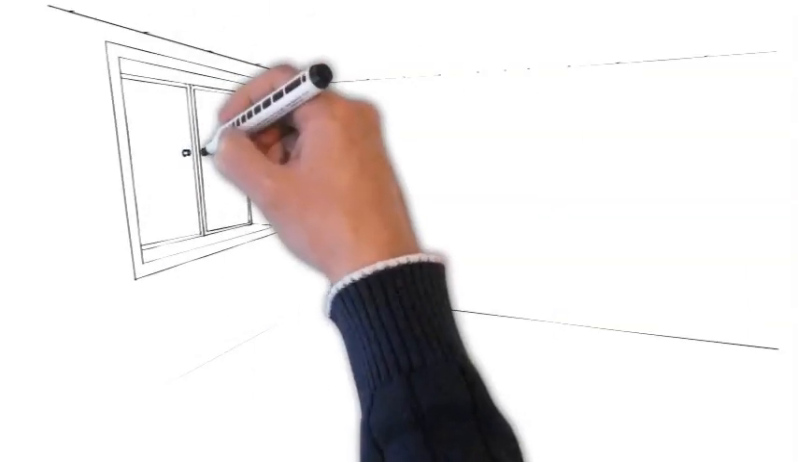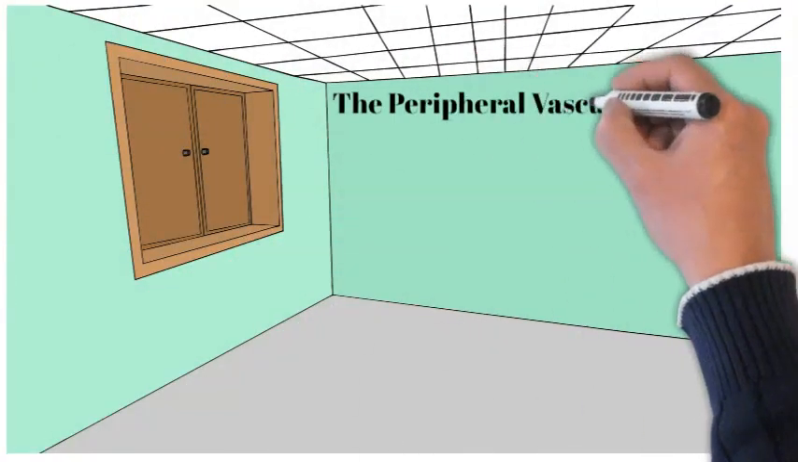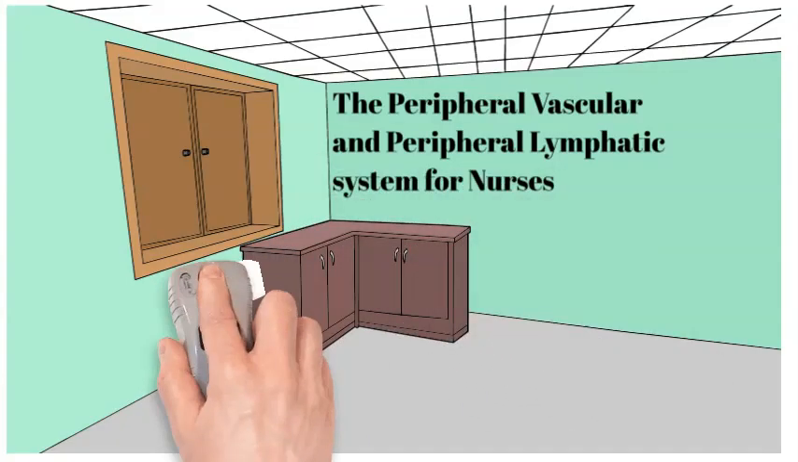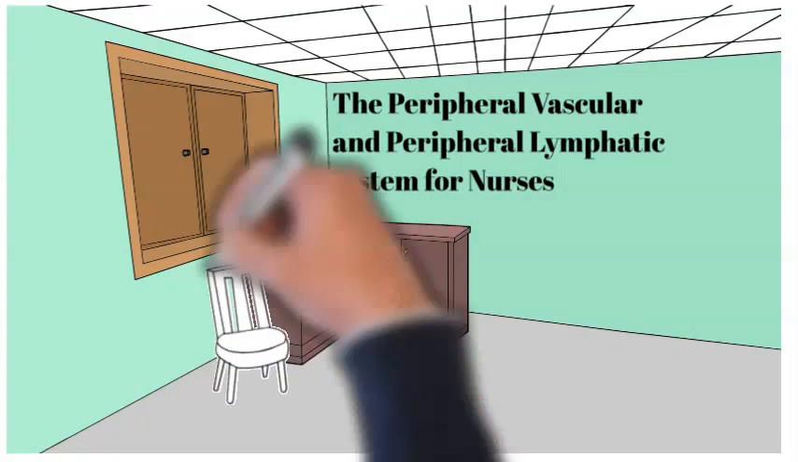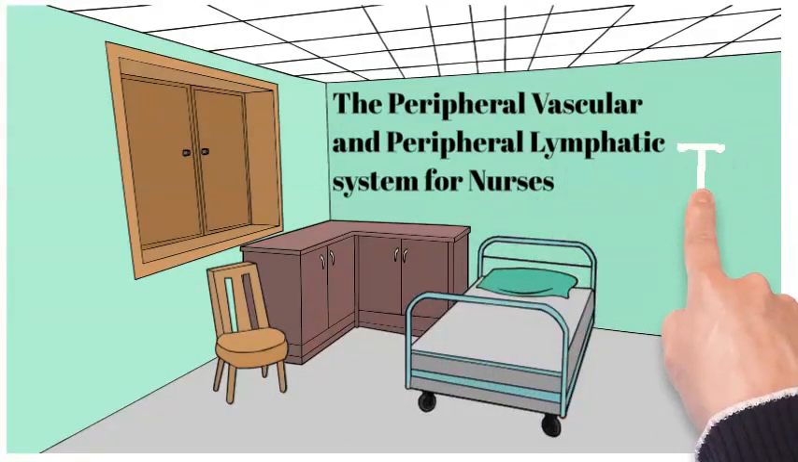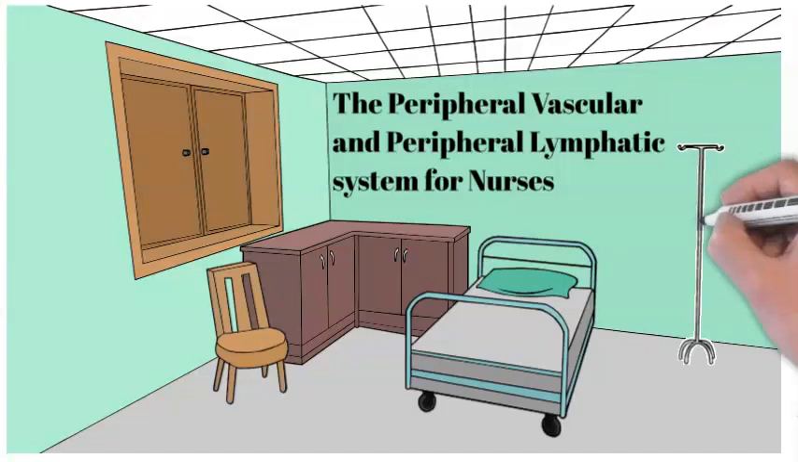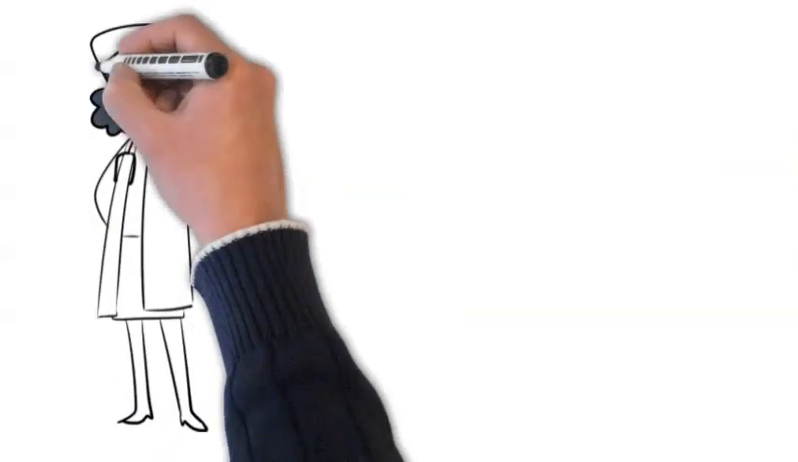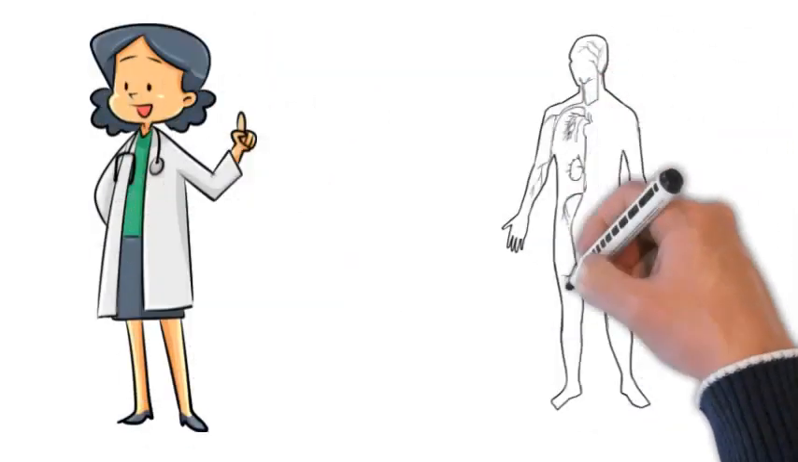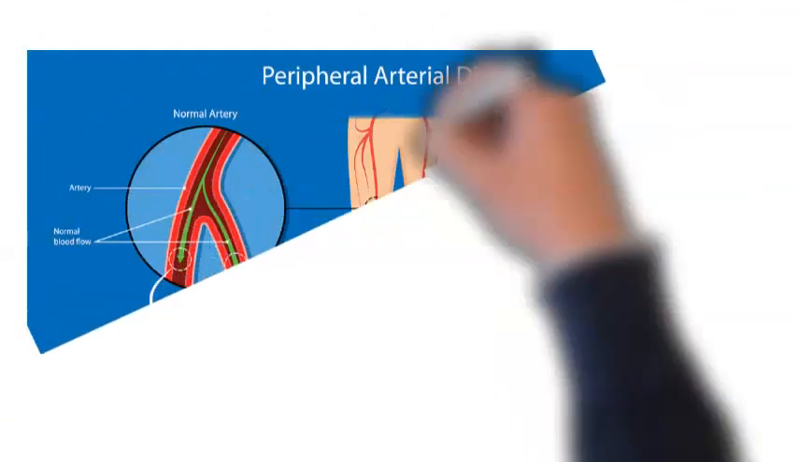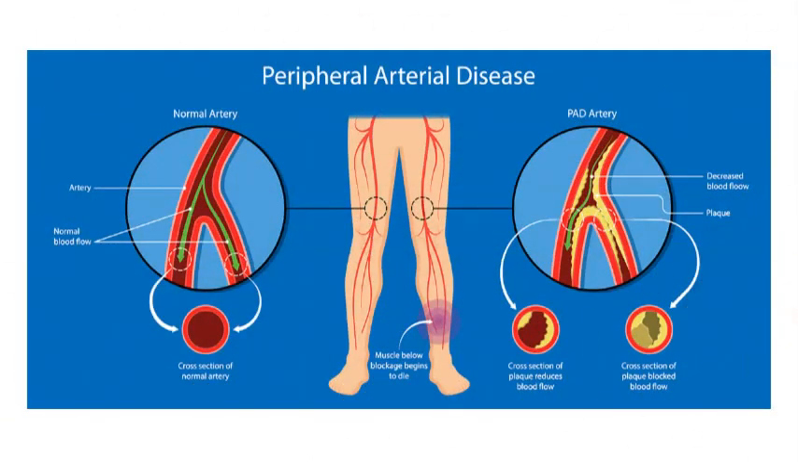Peripheral vascular and peripheral lymphatic system for nurses. Hello everyone, welcome to this video on the peripheral lymphatic system and peripheral vascular system. We will discuss the anatomy and physiology of these systems, their functions, health concerns, diseases, and disorders that affect them. Specifically, we will explore peripheral vascular disease, PVD, peripheral arterial disease, PAD, diabetes, and how to identify them during a physical assessment, as well as age considerations.